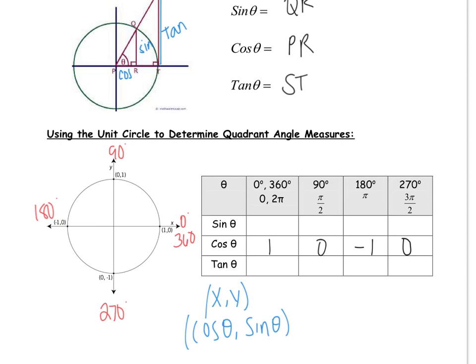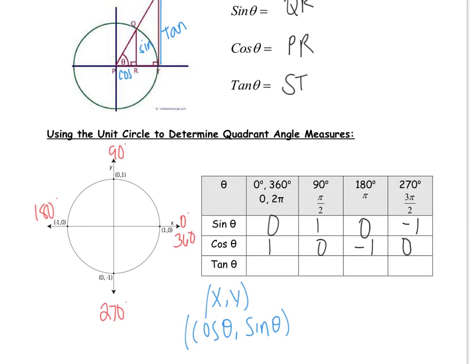And now if I want to find sine of any of these angles, I'm going to look at the y value. So sine of 0 is 0. Again, look at the y value for sine. Sine of 90 is 1. Sine of 180 is 0. And sine of 270 is negative 1.